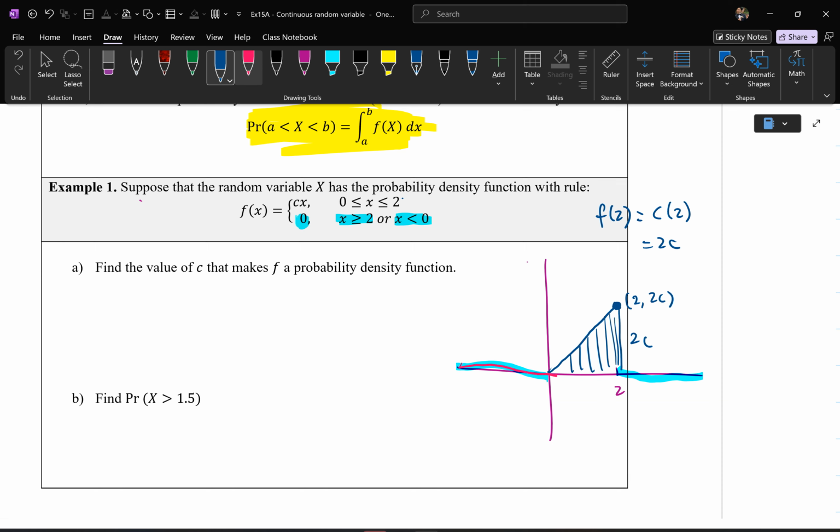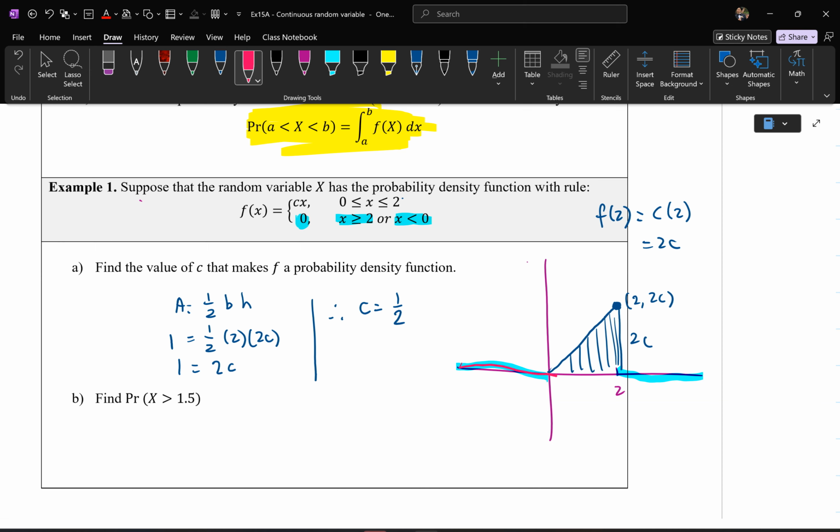To find the area, half base times height, or you could have done the integral as well, but I'm just looking at it diagrammatically, I can say it's just a triangle. So half times base times height, half times 2 times 2c should equal 1. So you can work out c now. It says find the value of c that makes this a probability density function. Area had to be 1. So this now gives me 4c equals 1. Therefore, c must be a quarter. Oh wait, 2c times 2, there we go. c must be half.